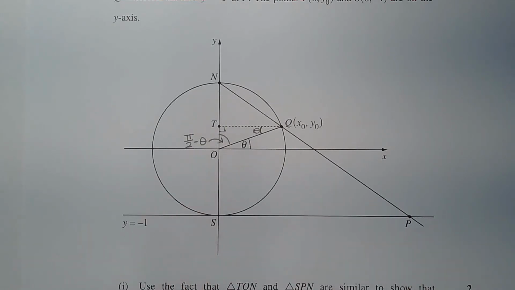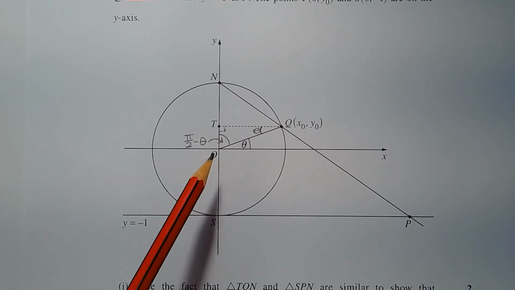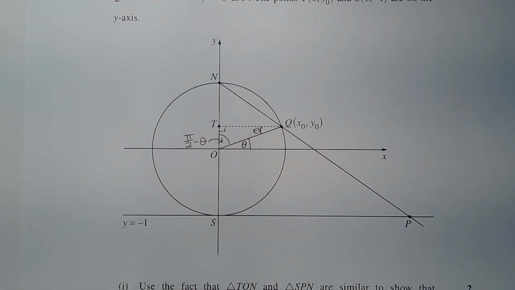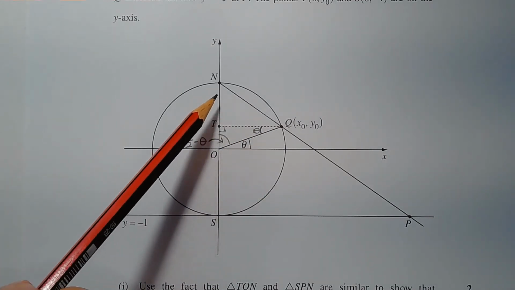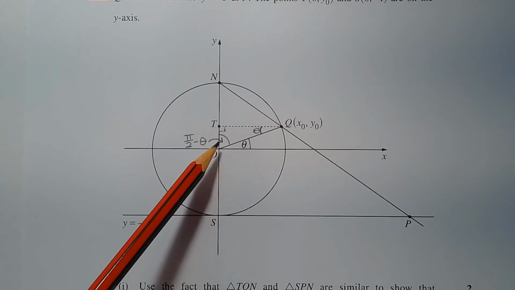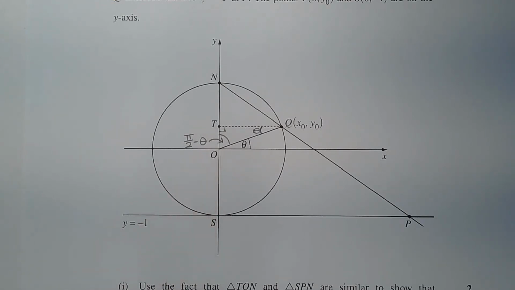Angle SNP is equal to angle ONQ. So by determining angle ONQ, we've determined angle SNP. Now OQ and ON are equal in length, since they are radii of the unit circle, which makes triangle ONQ isosceles. This means the base angles are equal. So to determine the size of the base angles, we need to find the value of this angle here, the apex of the isosceles triangle.